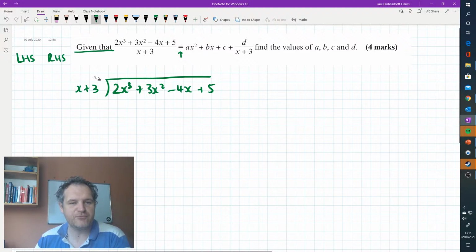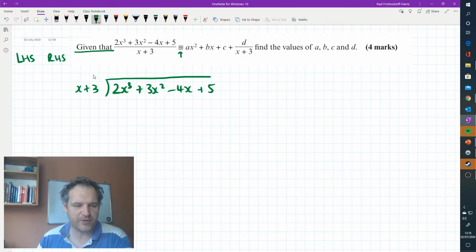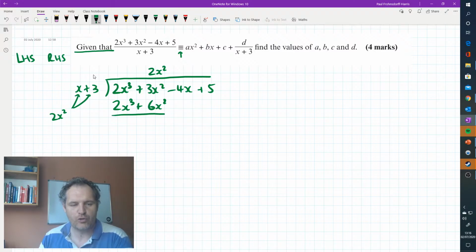So we're dividing by x plus 3. How do I get 2x squared? I need to multiply this by 2x squared, because I want to make 2x cubed. So I'm going to write that above there, 2x squared. That's going to give me 2x cubed and 6x squared. This is the first time we've got a negative. 3x squared minus 6x squared is minus 3x squared.